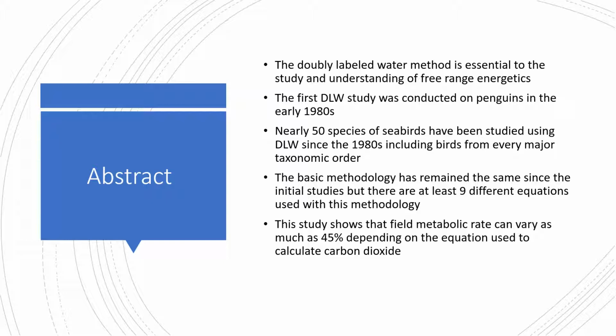And of those studies, about 50 species of seabirds have also been studied using this method. The different seabirds that have been studied have been examples from every major taxonomic order, which gives us a really good idea of how these animals survive and some of their unique metabolic traits.